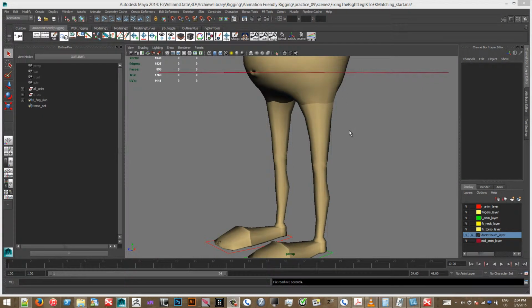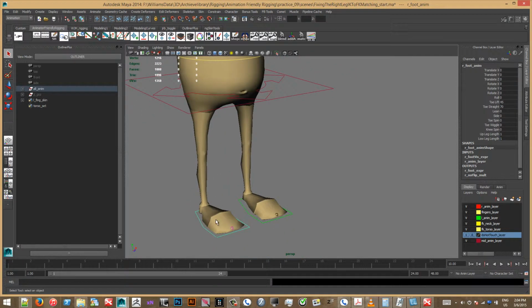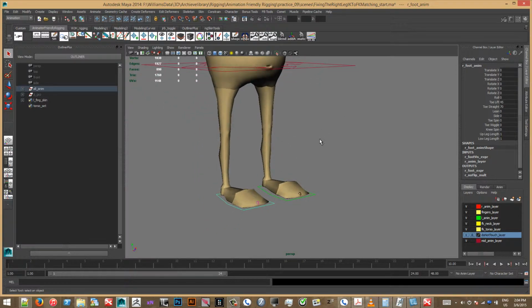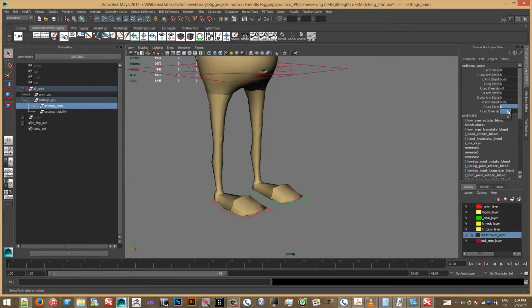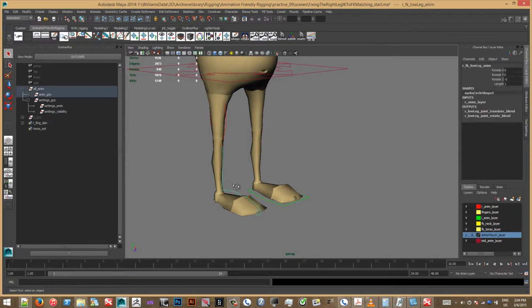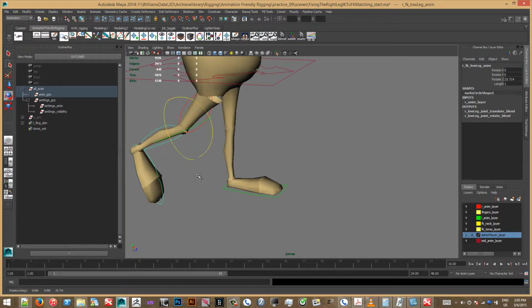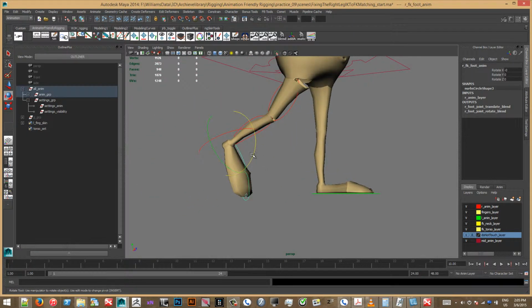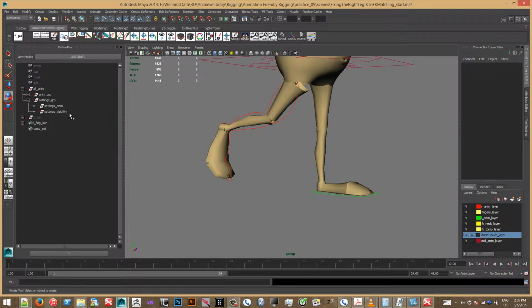Alright, so I wanted to make a video talking about how to get the IK for the right flag to match up with the FK controls. So let's start by switching over to the FK state, and I'll just rotate this around a little, and something like that. Sure. Okay.